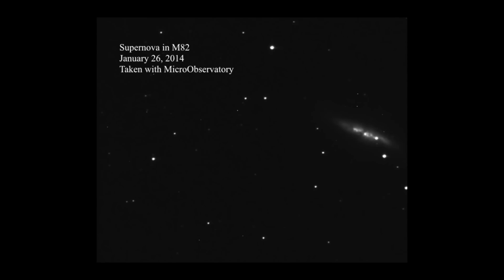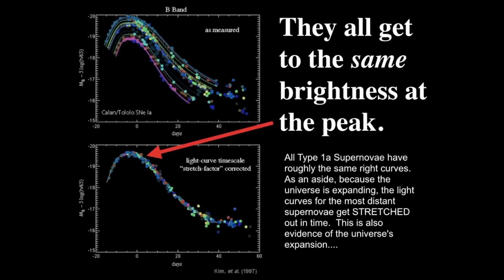And there it is in January of 2014. I took this with the MicroObservatory, which is a free online telescope service, and the supernova is that little star right there. That's in the disk of the galaxy M82.